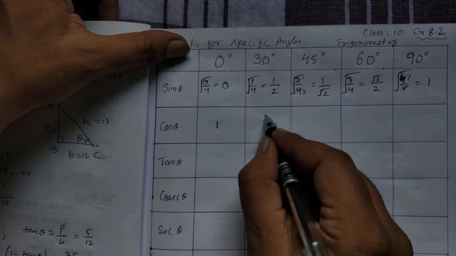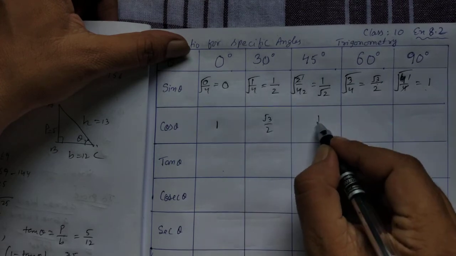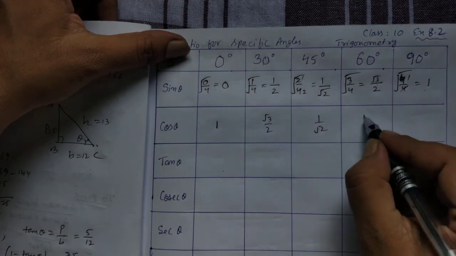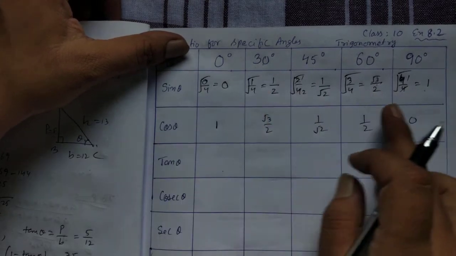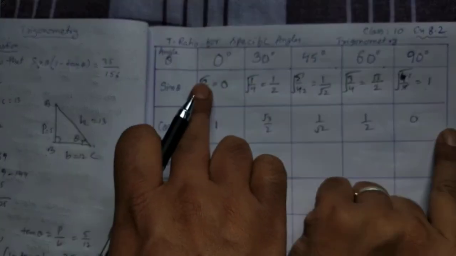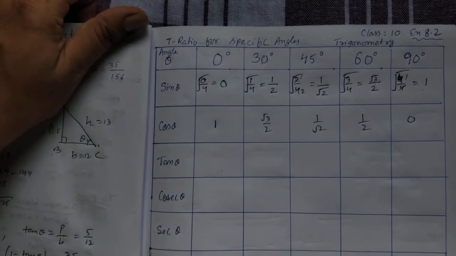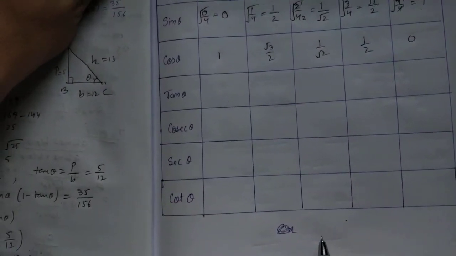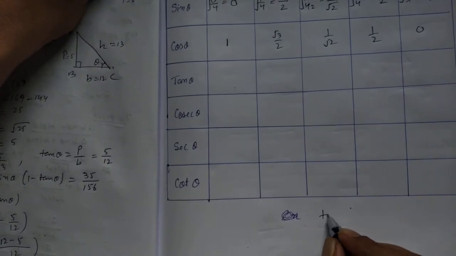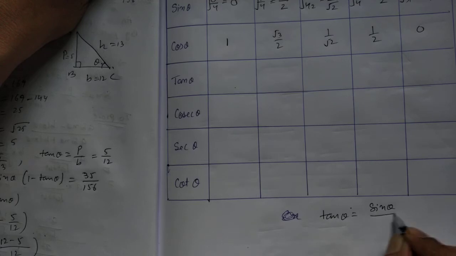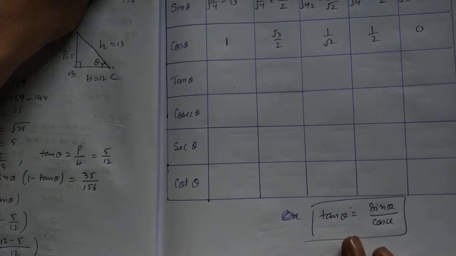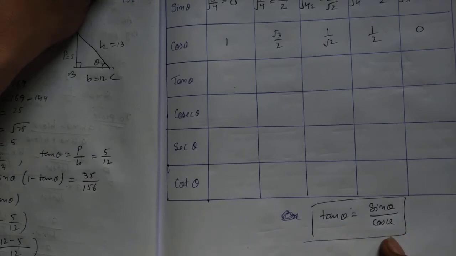Then I'll write this, then this, then I'll go with this. So we're going in reverse of sine. Okay? Now, to find the value of tan, you have to know there is one formula: tan theta is sine theta by cos theta. Please learn this formula also. We are going to do lots of sums based on this formula. Tan theta is always sine by cos.